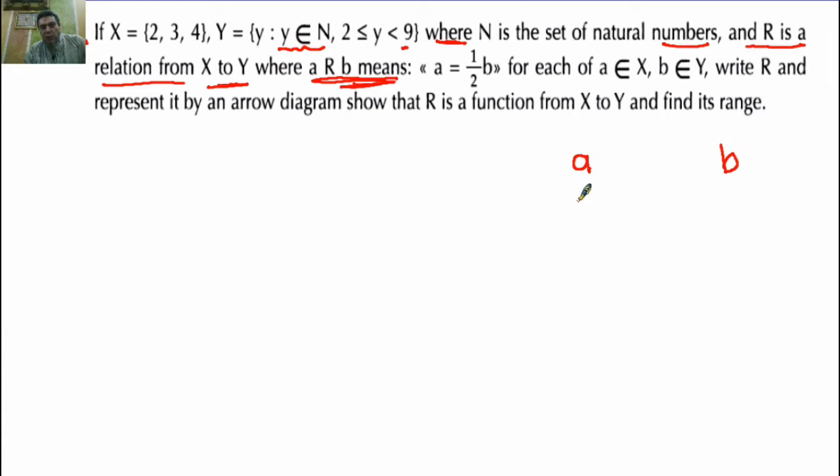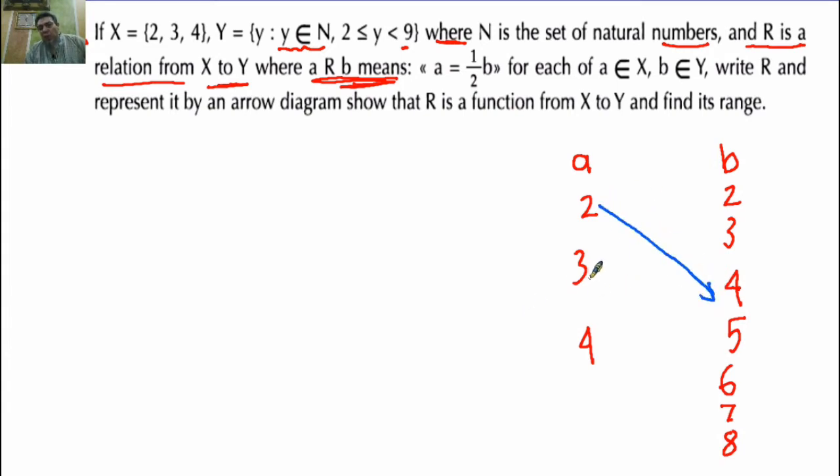The elements of x are 2, 3 and 4. The elements of y are 3, 4, 5, 6, 7 and 8. This is the set of elements of y. The relation is A is half of B: 2 is half of 4, 3 is half of 6, 4 is half of 8.